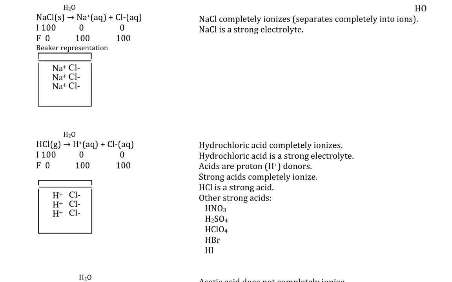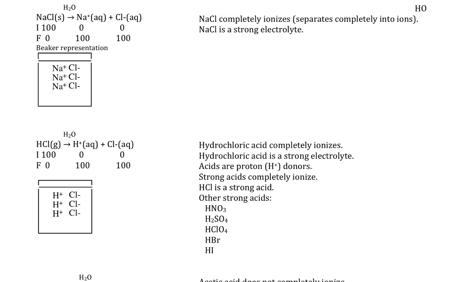Go back up to the NaCl example. Because NaCl completely ionizes, separates into the ions, it's termed a strong electrolyte. Makes for a strong glow. Now go back to the HCl stuff.